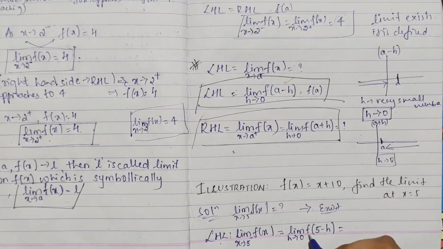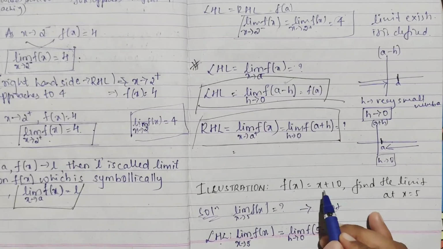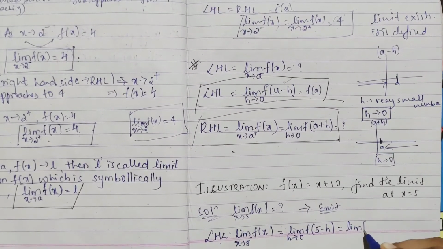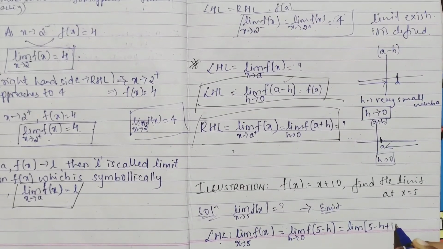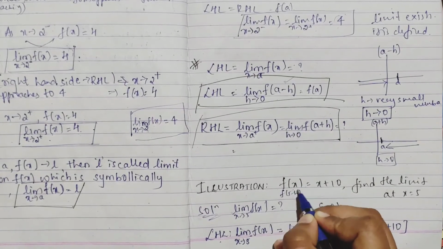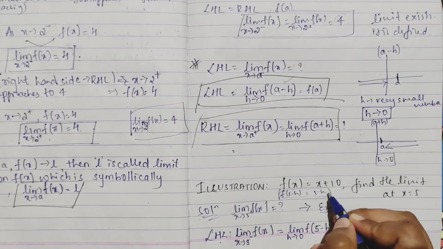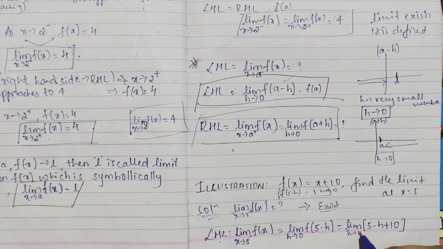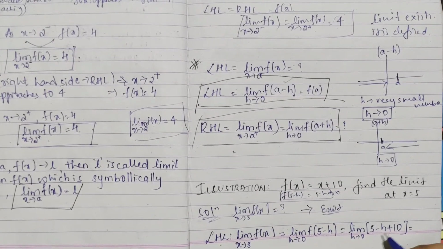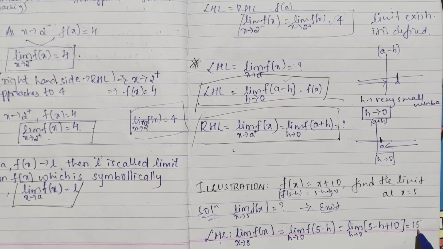And your f of 5 minus h, from where will you get it? From here. See, your f of x is x plus 10. So, f of 5 minus h will be limit 5 minus h plus 10. Your f of 5 minus h means x is replaced by 5 minus h, so this term will come here, 5 minus h plus 10, as h tends to 0. Now, h tending to 0 means we will put the h value as 0. So, 5 plus 10 will be 15. So, the LHL value you are getting is 15.